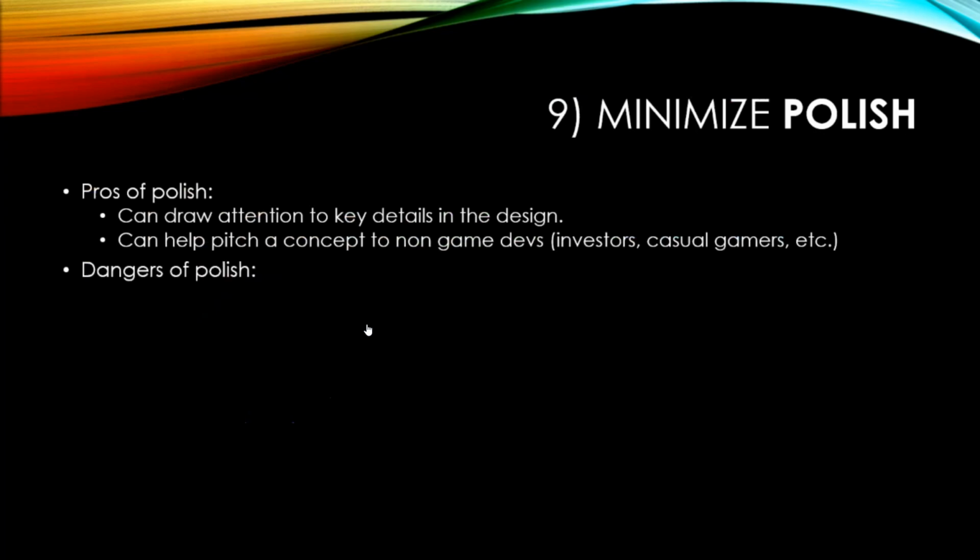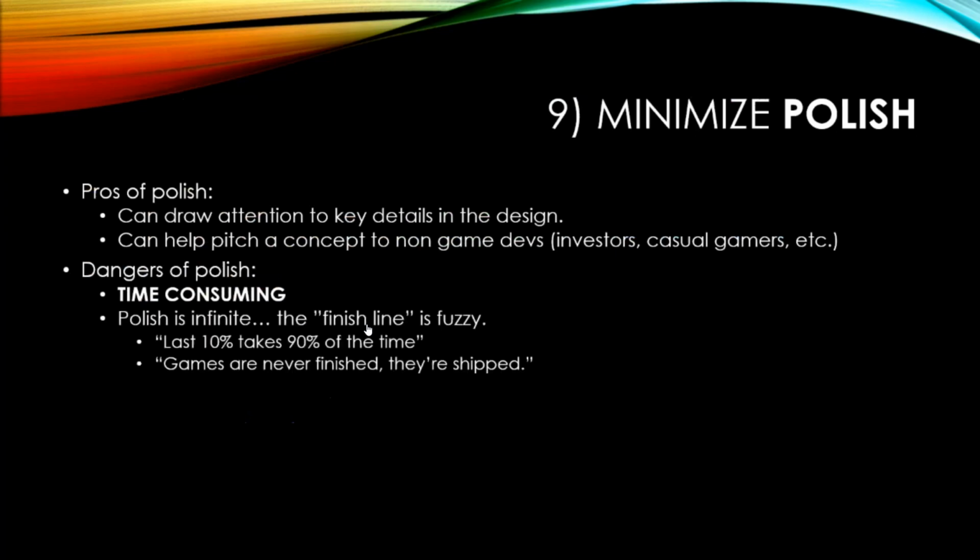But there's a lot of dangers to polish too. The biggest one is that it's time consuming. It takes so much time to do polish. That's why AAA games spend so many millions of dollars and have so many thousands of teammates, because it is just that much work to make something at that level of polish. And if you're making a prototype to try something out, you don't want to spend a lot of time polishing.